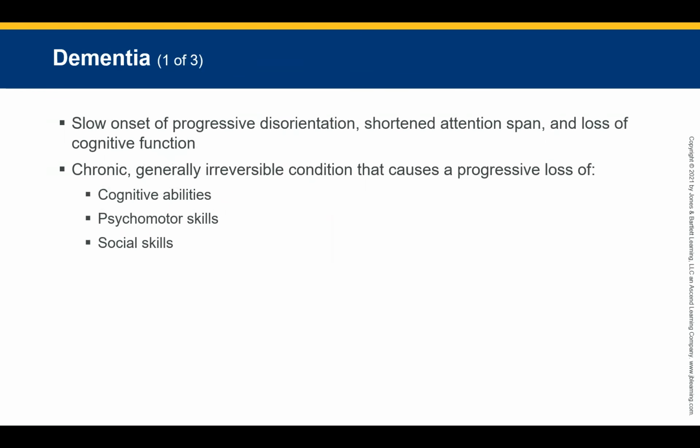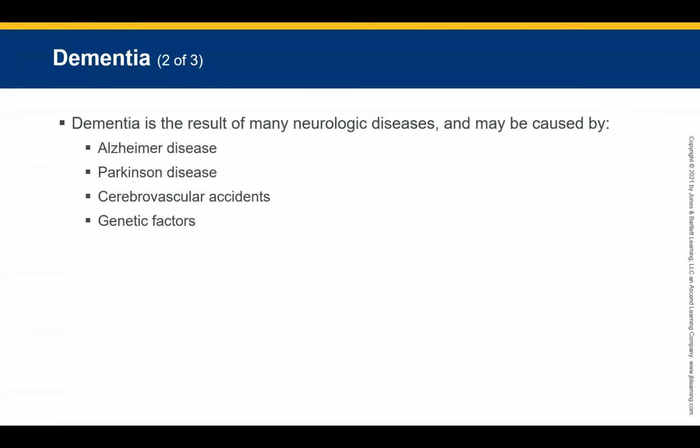So some things about dementia. This is the slow onset of progressive disorientation, shortened attention span, and the loss of cognitive function. It's a chronic, generally irreversible condition that causes progressive loss of cognitive abilities, psychomotor skills, and social skills. They just retract. Everything retreats and they become more of a loner. Potential causes include Alzheimer's disease, Parkinson's disease, stroke, and some genetic factors.